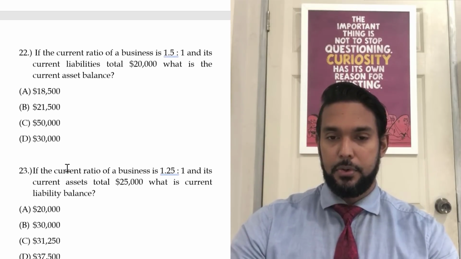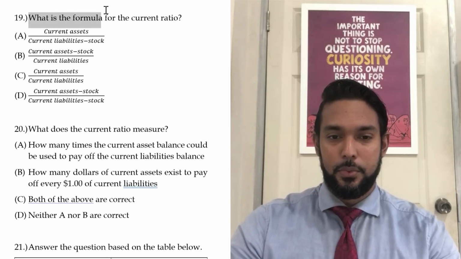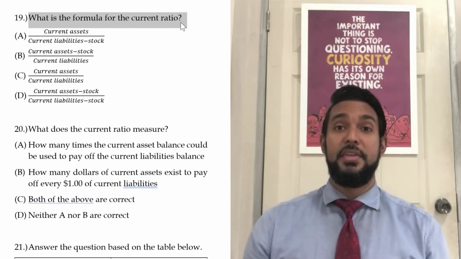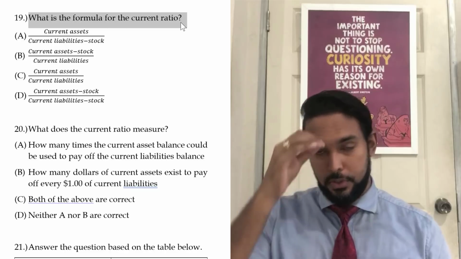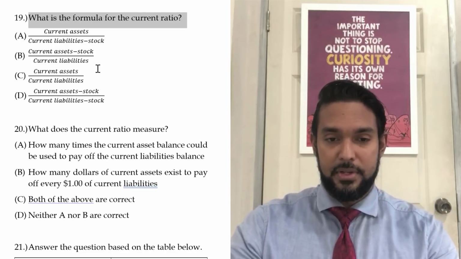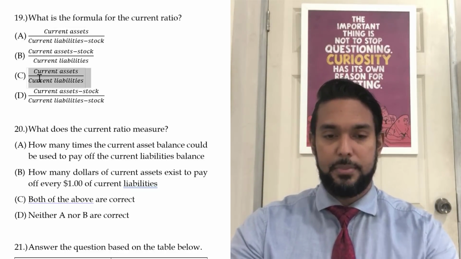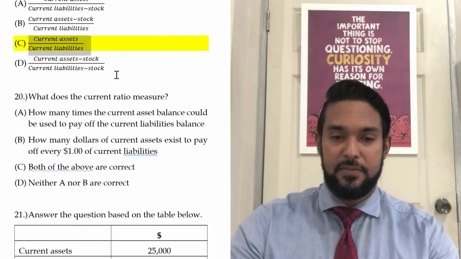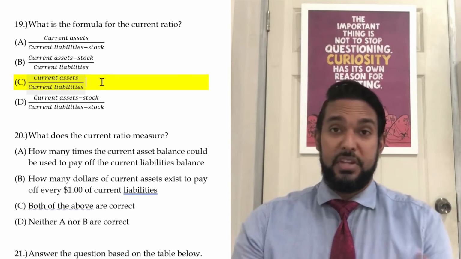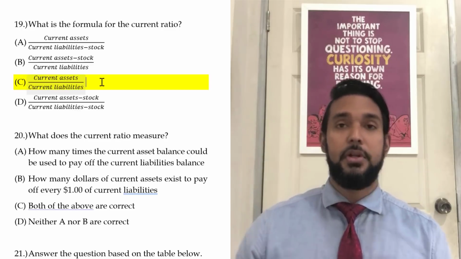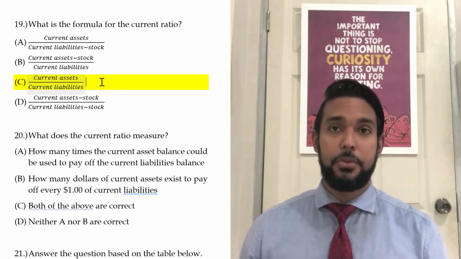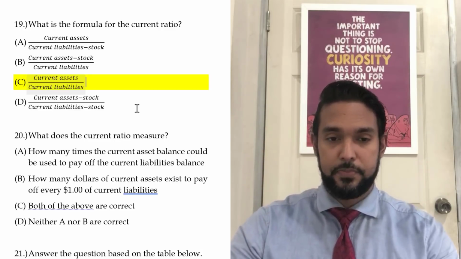Okay, let's go down and go across to number 19. So what is the formula for the current ratio? So now we're into the liquidity ratio. So current ratio is current assets divided by current liabilities. Again, if you have not yet done so, or when the video is done, go to the description, follow the link to my website to download the PDF with the formulas and the explanations.